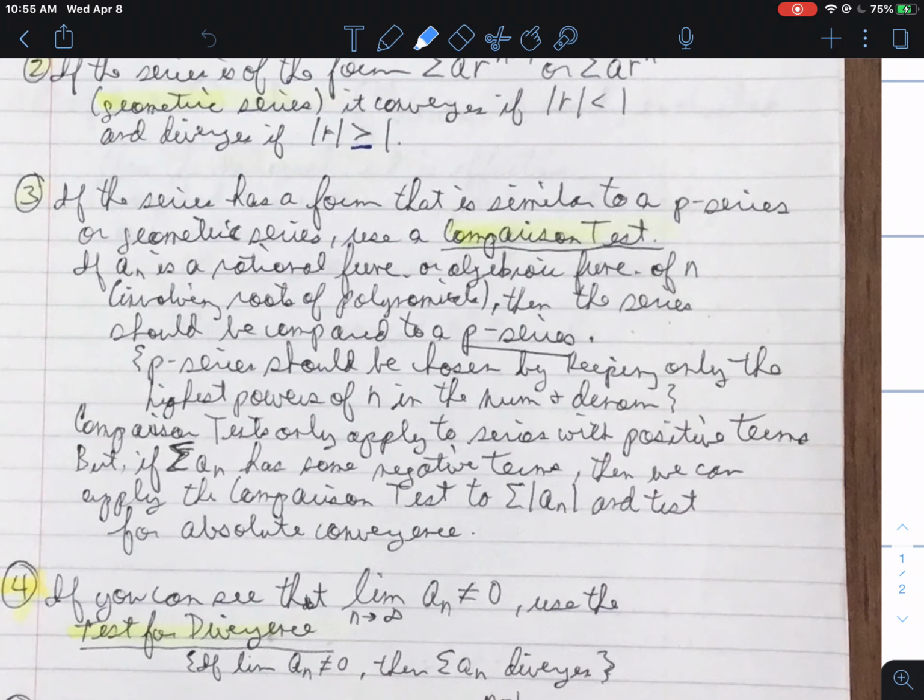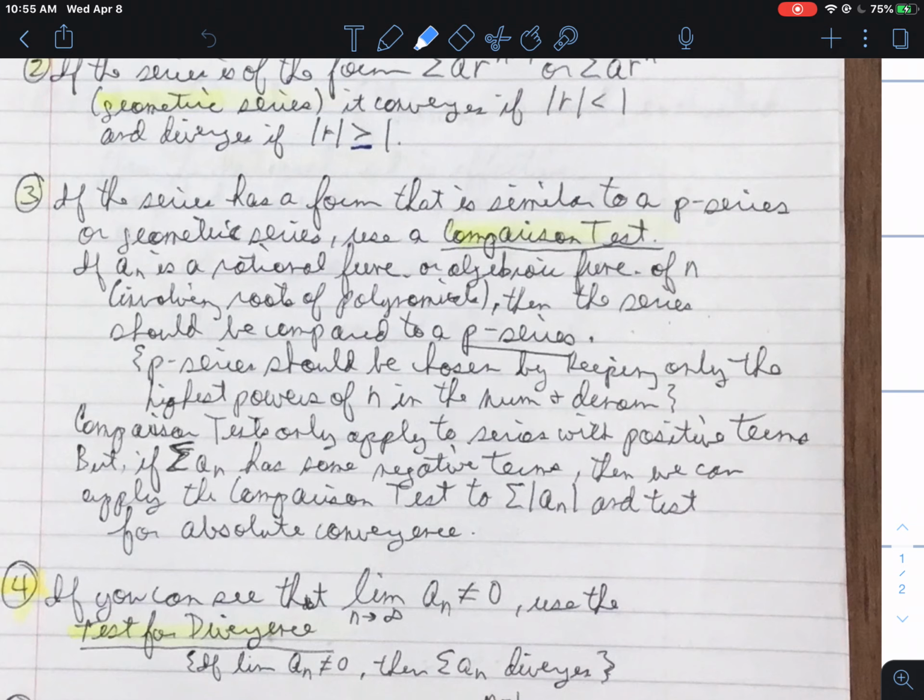whichever one is applicable. All right, so especially when you see rational functions or algebraic functions, roots of polynomials, again, primarily you're looking at a numerator and denominator that are polynomial in form, right? Then the series should be compared to some type of P series, right? But again, you're looking at polynomials into powers, into constants.